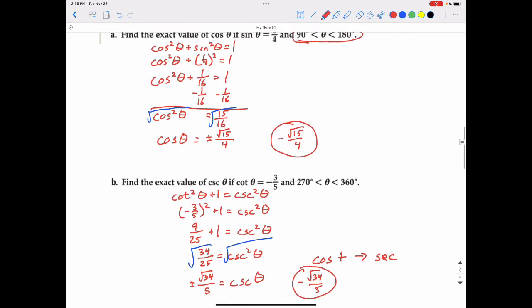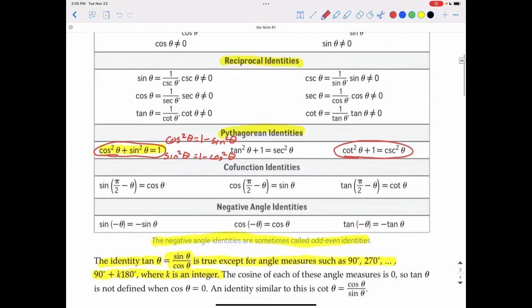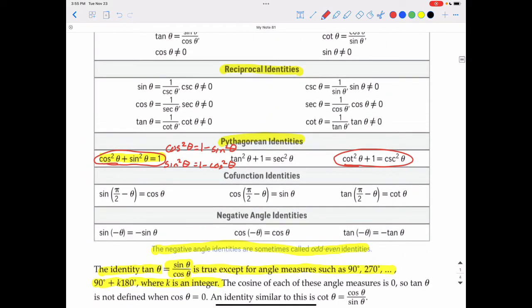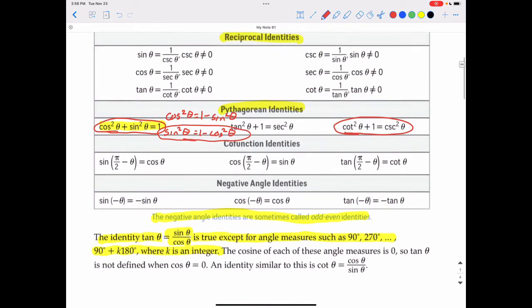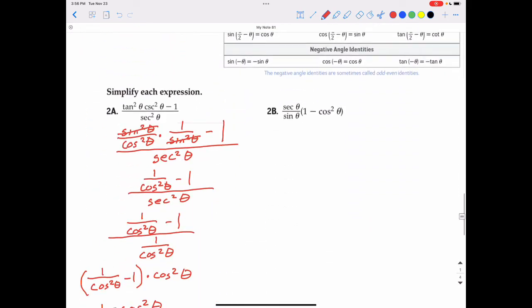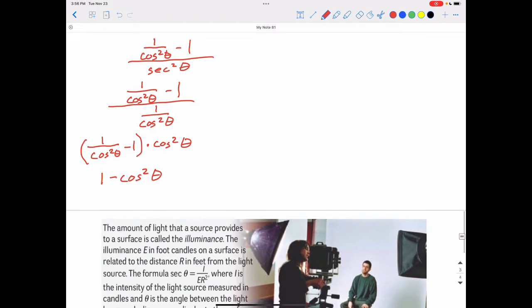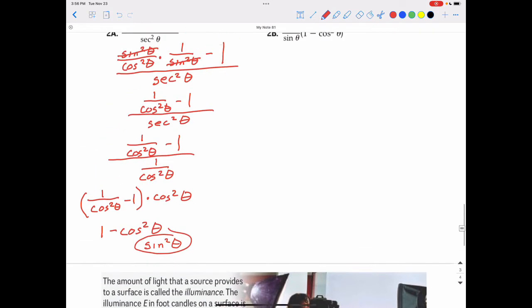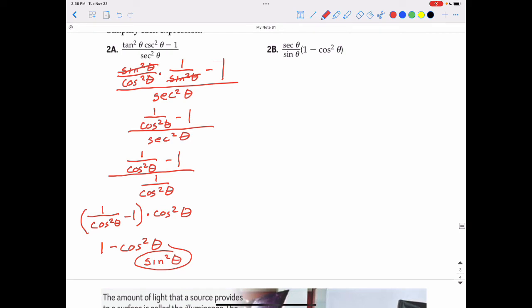So as I scroll back to the very top, it was right here. Sine squared theta equals 1 minus cosine squared theta, and that's exactly what I have right here. So I'm going to replace 1 minus cosine squared theta with what it equals, and it equals sine squared theta. So that is the simplified form of the original problem, which was tangent squared theta cosecant squared theta minus 1 over secant squared theta.